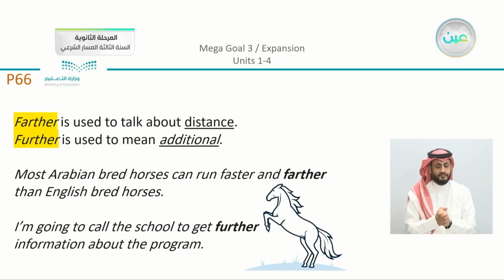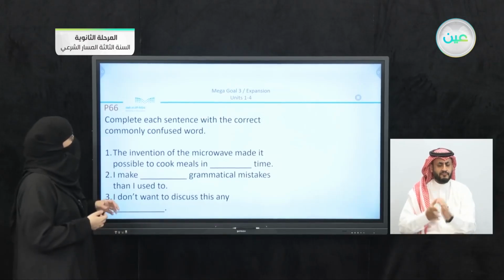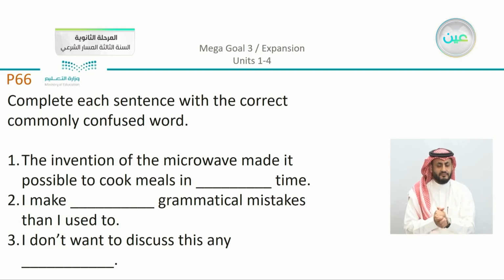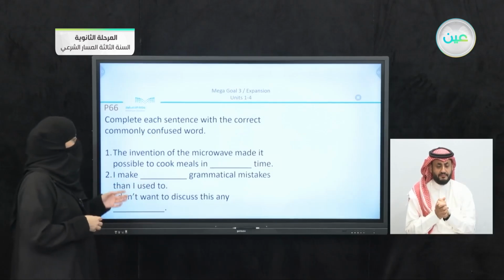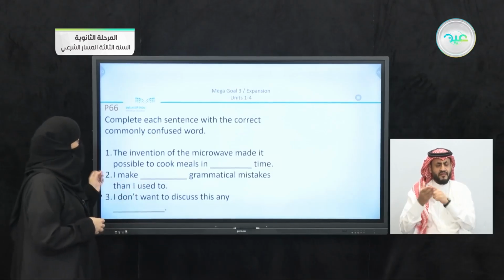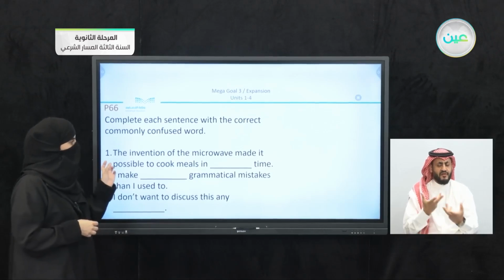Now, most Arabian bred horses can run faster and farther than English bred horses. I'm going to call the school to get further information about the program. Now complete each sentence with the correct commonly confused word. We have just 3 points here that we are going to answer together, based of course on the words that we discussed. The invention of the microwave made it possible to cook meals in blank time.